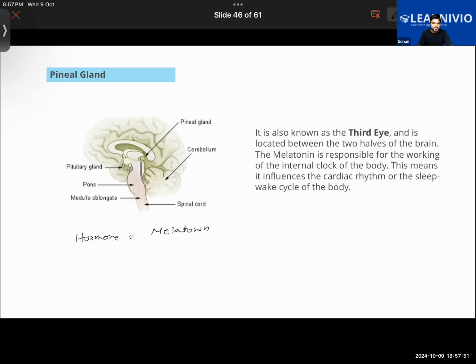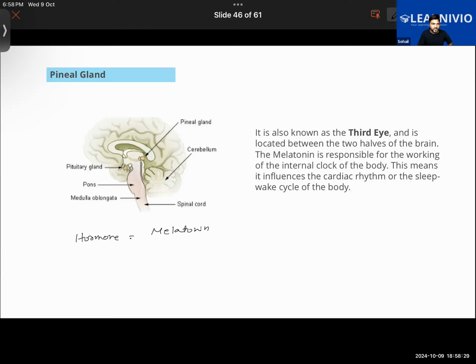Just like our eyes would be responding to the light and darkness, how our eyes would be reacting to the light and how they react to the darkness, this pineal gland also has some cells which are sensitive to light. So the secretion of the pineal gland, that is melatonin, is regulated with respect to the light that will be changing throughout the day. Getting what I'm trying to say?